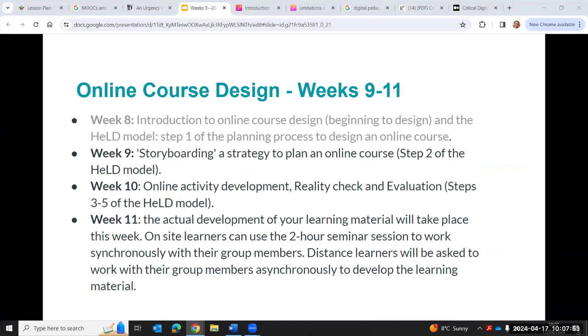We'll get into the nitty-gritty of your group work. You will start writing your learning outcomes today and do a bit of storyboarding. These are processes that might look very complex, but they're really simple. And as I said, if you think about something simple, you shouldn't really complicate your lives.